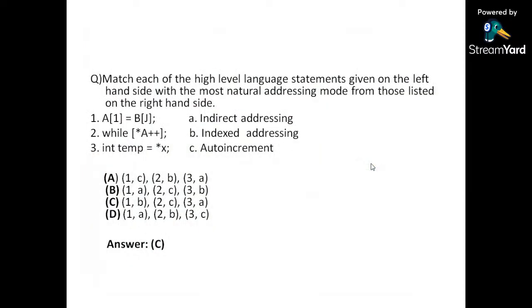Okay, now these are some of the questions that have been asked in GATE that are related to addressing modes.